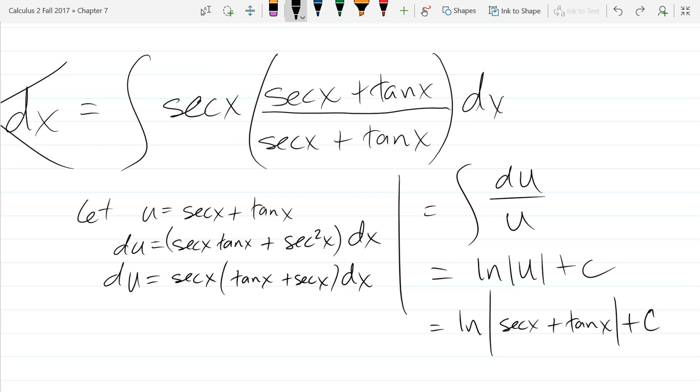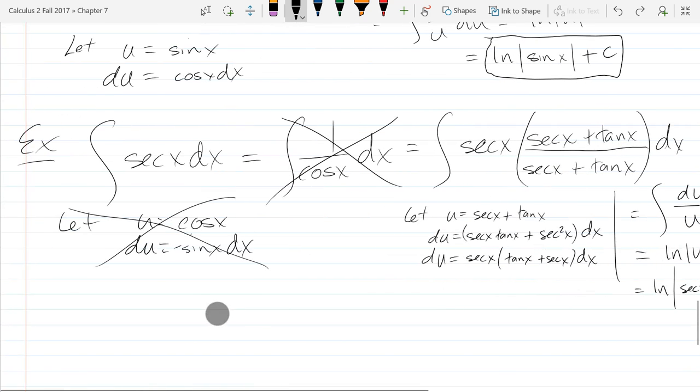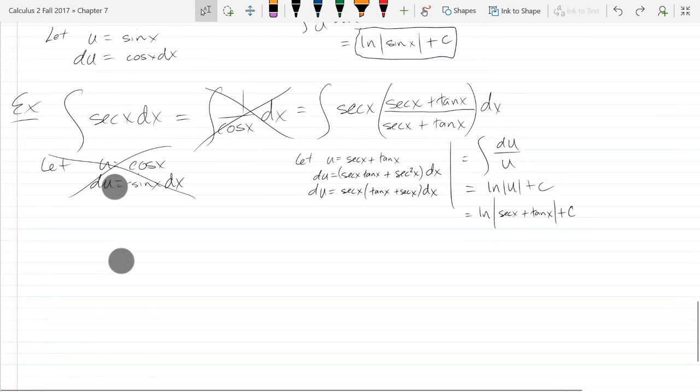At the end, we're going to summarize all the four trig antiderivatives, and we'll put the sine and cosine in there too, just for completeness. So after we do our next antiderivative, we'll write down all six antiderivatives of the trig functions. Our last one is cosecant.